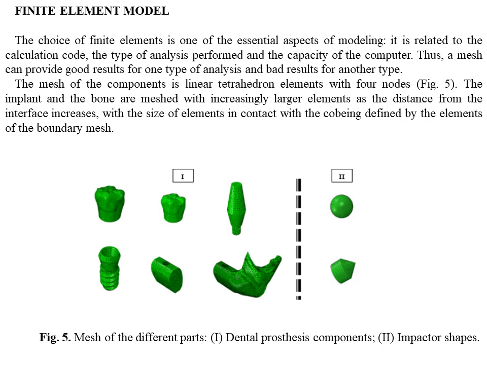The mesh of the components is linear tetrahedron elements with 4 nodes. The implant and the bone are meshed with increasingly larger elements as the distance from the interface increases, with the size of elements in contact with the core being defined by the element of the boundary mesh.